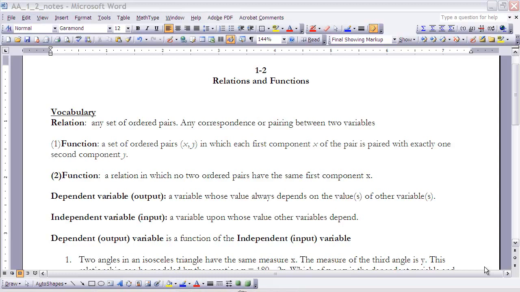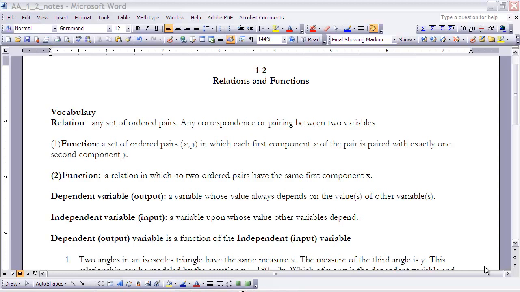Okay. A couple other terms: dependent variable and independent variable. When we have a function, we're going to have two variables. The dependent variable is a variable whose value always depends on the value or values of other variables. And the independent variable is a variable upon whose value other variables depend.